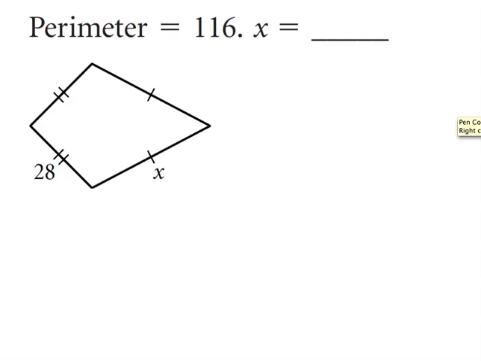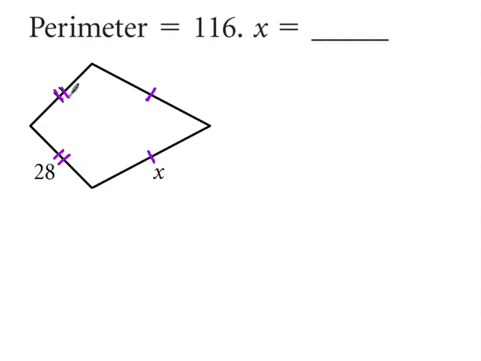They tell you that you have a kite. How do I know it's a kite? Because of my labels here. I see that those two are the same. These two are the same. They tell me the perimeter is 1/16. So I need to find x.